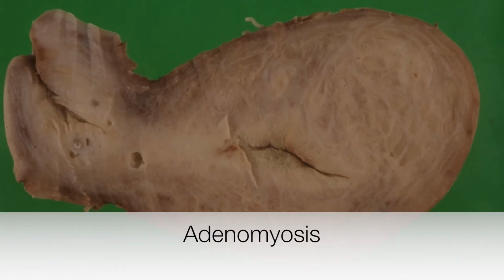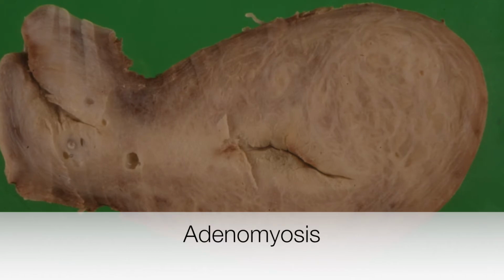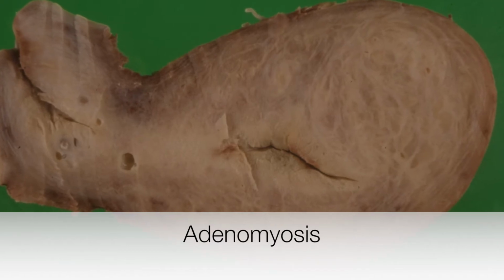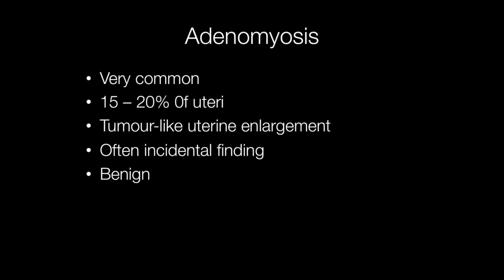This uterus shows the typical gross appearances of adenomyosis. Adenomyosis is a very common condition affecting around 15 to 20% of uteri. It causes a tumour-like uterine enlargement, and it is often an incidental finding, and it is benign.